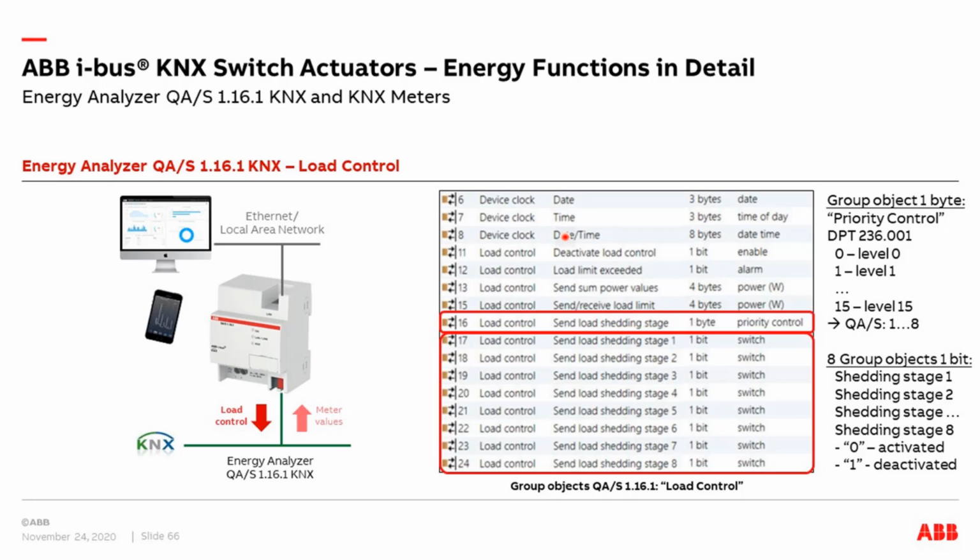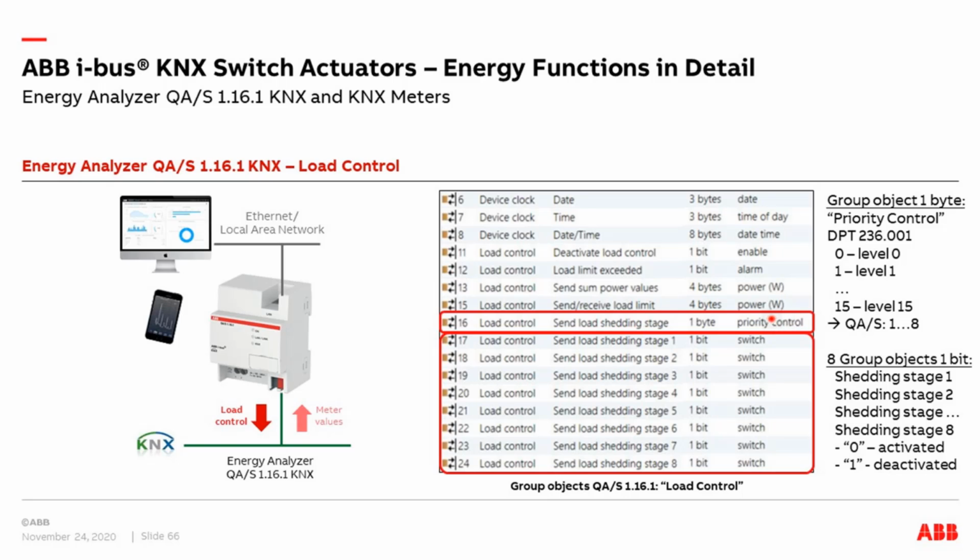What is important here, of course, is time and date. The device can receive time and date via the NTP time server and send it to a KNX switch actuator, or can also receive time and date via KNX. So both directions are possible. Then there is the object to activate or deactivate the load control, and the summed up values. For our load control, we get a 1 byte object, the so-called send load shedding stage, and it's data point type 236.001 for priority.